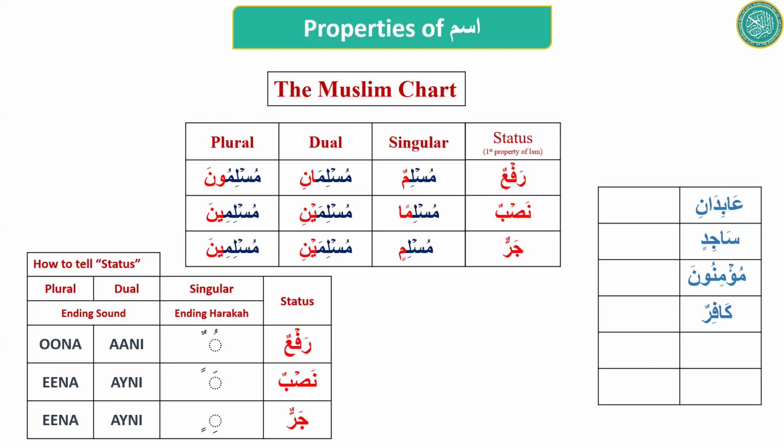That's good. The question is, what is the status of kafirun? Rafa, nasab, or jar? Rafa. Why? Because of the una sound. There is no una sound here. Because this is a singular, Usman, we don't go with the ending sound. We go with the haraka on this one. What is the haraka on the last letter? Un. Yeah, the double haraka. It's a tanween, right? Double dhamma. So that is why it is rafa. Good job. Thank you. A couple more words.